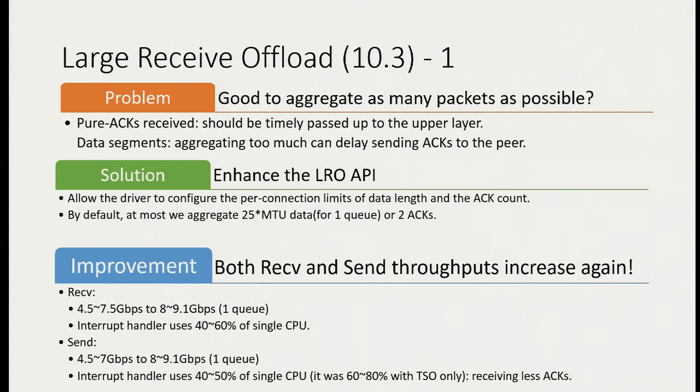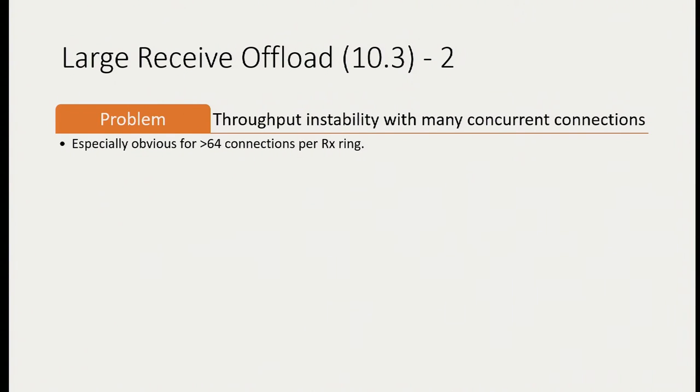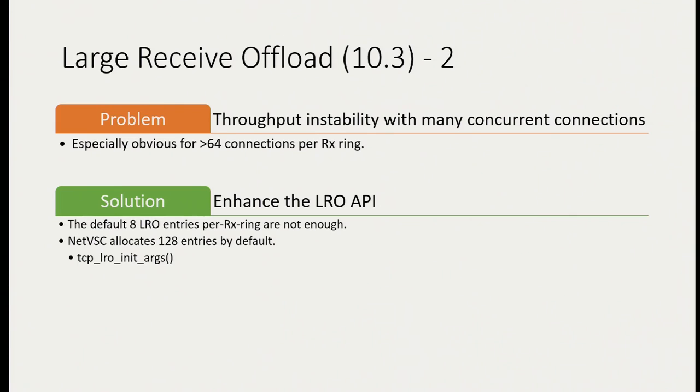And we also found another issue with the LRO, because when we do performance tests with really a lot of concurrent TCP connections, we found that sometimes the TCP performance is not stable. This is especially obvious for over 64 concurrent connections per receive ring, per receive queue. Our investigation shows the root cause is the LRO API by default only uses 8 LRO entries in the LRO control structure.